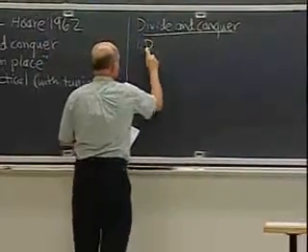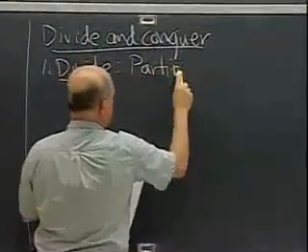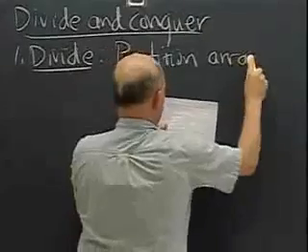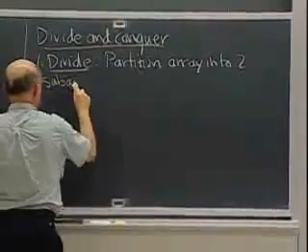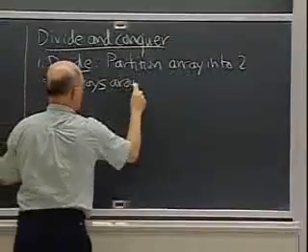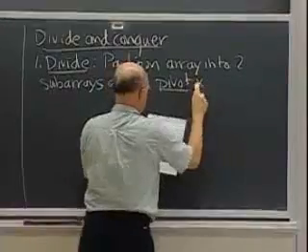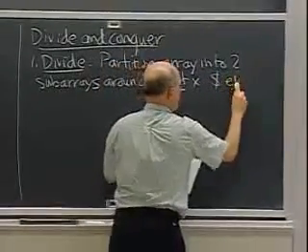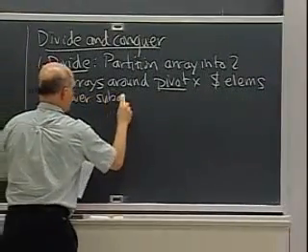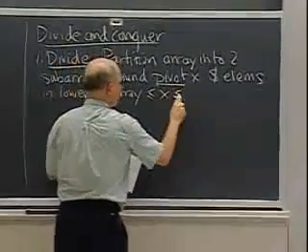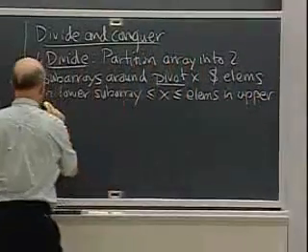And so the first step is divide. To do this, it basically partitions the input array into two subarrays around an element we call the pivot, such that elements in the lower subarray are less than or equal to x, which is less than or equal to elements in the upper subarray.